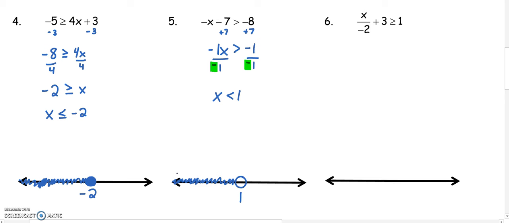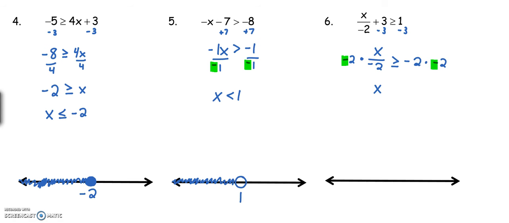Number 6, x over negative 2 plus 3 is greater than or equal to 1. So my first step is to subtract 3 from both sides. X over negative 2 is greater than or equal to negative 2. To get x by itself, I'm going to multiply both sides by negative 2. Notice again, I multiplied by a negative number. When you multiply by a negative number, you must flip your inequality sign. So I'm going to flip it the other direction. So now x is less than or equal to 4.